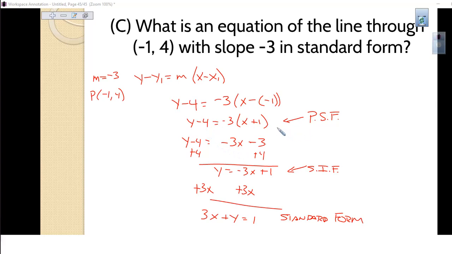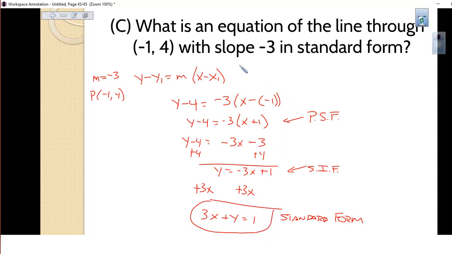Now to change it to slope-intercept form, we're going to distribute the negative 3 through. That gives us negative 3x minus 3. Add the 4. That gives us y equals negative 3x plus 1. That's in slope-intercept form. 1 is our y-intercept. Negative 3 is, once again, our slope. And then the last step is to change this into standard form, which means I need to add 3x to both sides, and I get 3x plus y equals 1.